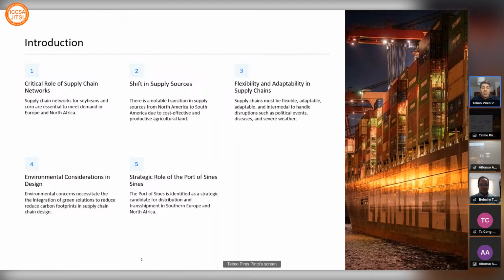Additionally, environmental considerations are increasingly important, requiring the integration of green solutions to minimize, for instance, carbon footprints and others in the supply chain design. Finally, we are seeing the port of Sines in Portugal playing a strategic role as a key hub for distribution and transshipment in Southern Europe and North Africa, making it a vital component of these supply networks.